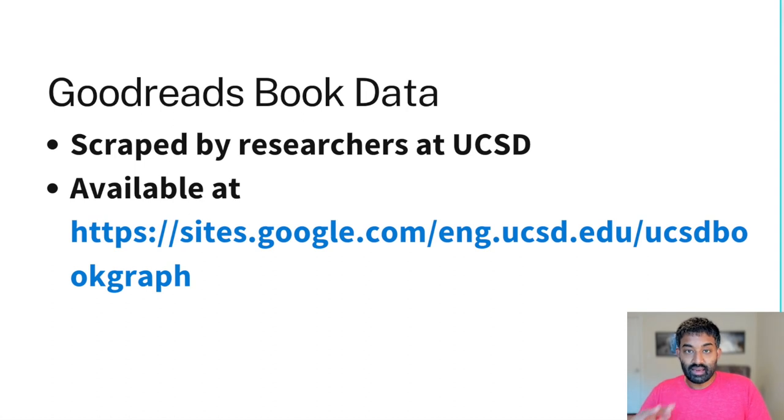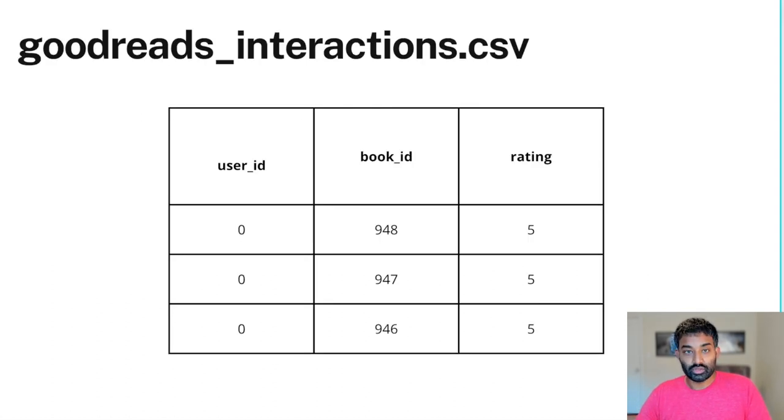And there's three main files we'll be working with. The first file is called Goodreads Interactions. So this has three columns that we care about. It has a user ID, so that is a unique ID for each user on Goodreads. It has a book ID, so that's a unique ID for each book on Goodreads. And then it has a rating. So each row tells you how a user rated a particular book.